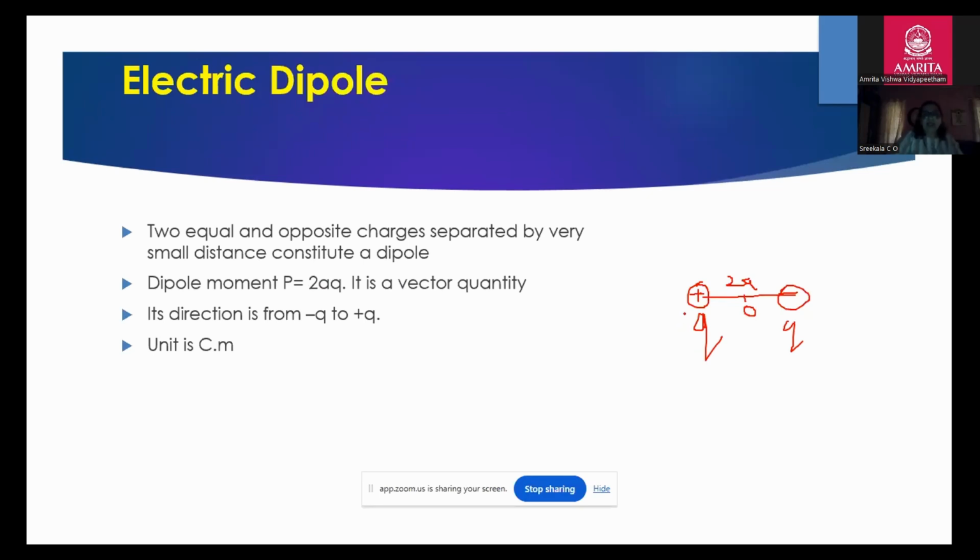It is a vector quantity and so it should have some direction. So the direction is from minus q to plus q. The direction of P is from minus q to plus q. So the dipole moment P is equal to 2aq, its direction is from minus q to plus q, and its unit is coulomb meter, because q is in coulomb and 2a is the distance. So coulomb meter is the dipole moment unit, and its direction is from minus q to plus q.